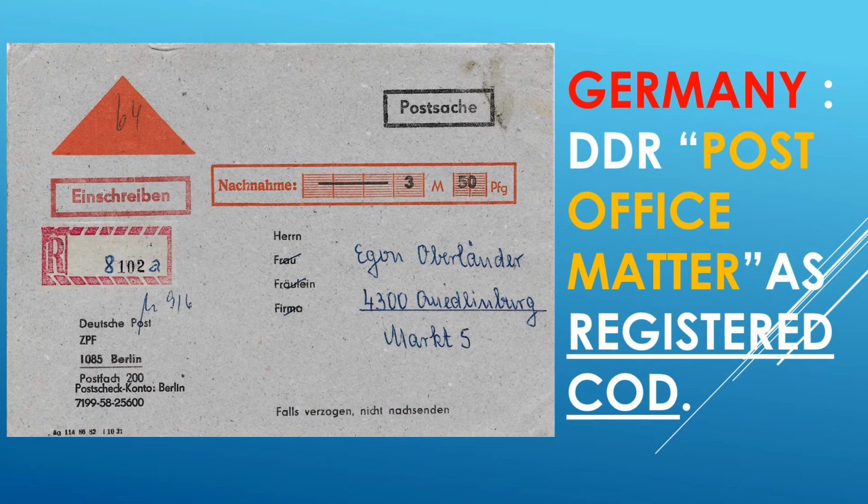And yet another one. This one is from the eastern part of Germany. Also post office matter as registered and as COD at the same time. And this was the amount, 3 marks and 50 pfennig. So as you can see, even with official mail, we can find all kinds of different variations. So, another collecting area if someone is interested.